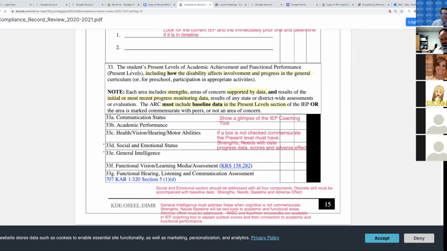First of all, it says when you do an IEP review, you must have the student's present levels of academic achievement and functional performance, including how the disability affects involvement and progress in the general curriculum. Now, we're talking about adverse effect statements here, okay? We're talking about impact statements, whatever you call them in your district. We're talking about being able to say, based on that student's disability, what is the residual effect of that disability on their performance, both academically and functionally.